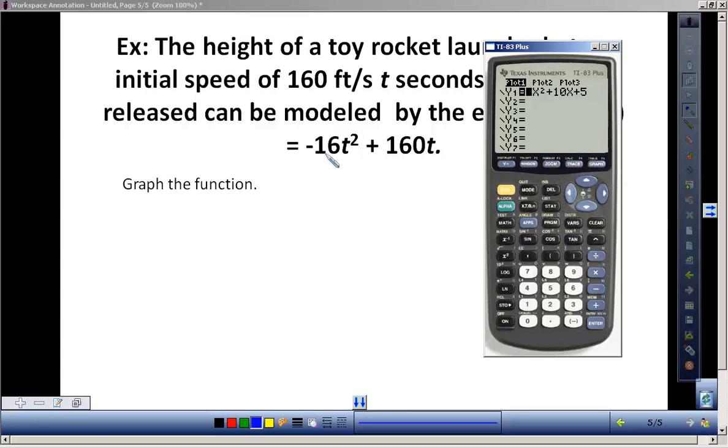All right, when it says graph the function, folks, it doesn't mean that you're supposed to graph it on a piece of paper. It means go to your calculator and graph it. Now I do want to turn my stat plot off, so I just hit enter to turn it off, and then I type in. Please be aware you cannot use t on the calculator. You do need to use x instead of t. So -16x squared plus 160x is going to be my problem.